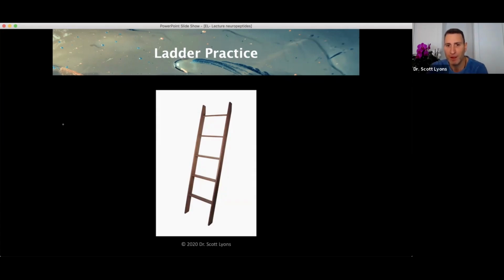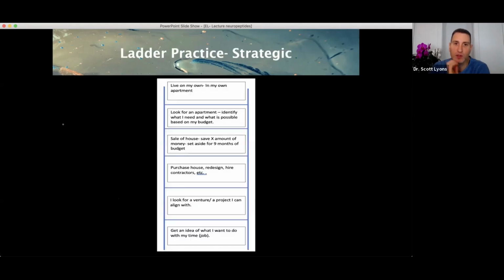But all right, has everyone drawn? That's the word. Drawn their ladder. Okay, cool. So here is what we're going to do. The first one is called a strategic ladder. I don't know why I named it that. It just did. So we'll do 2 different types of ladder practices. This is a ladder practice I did with a client yesterday, actually.